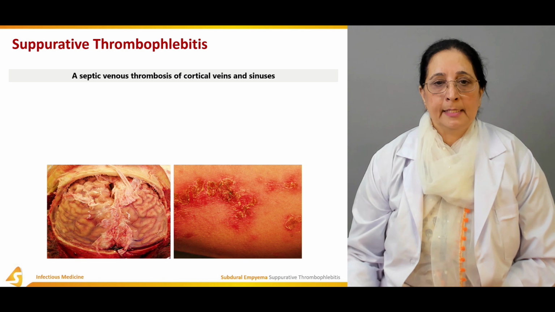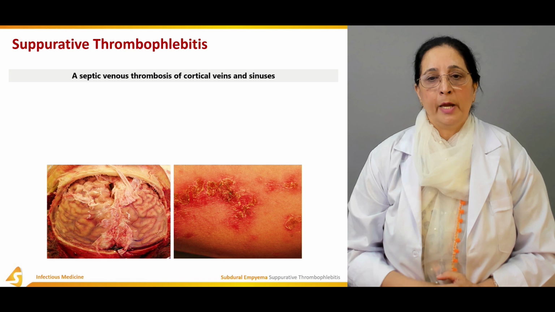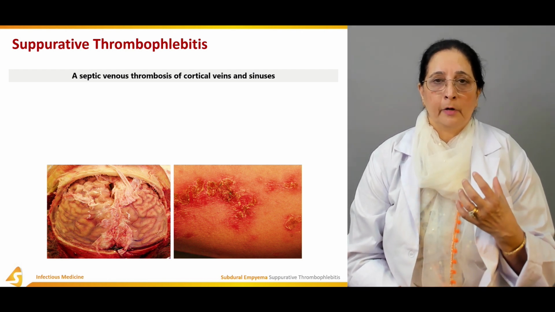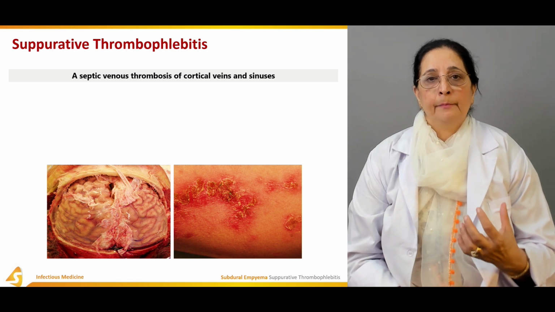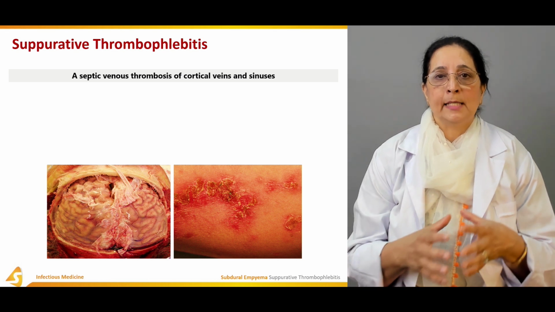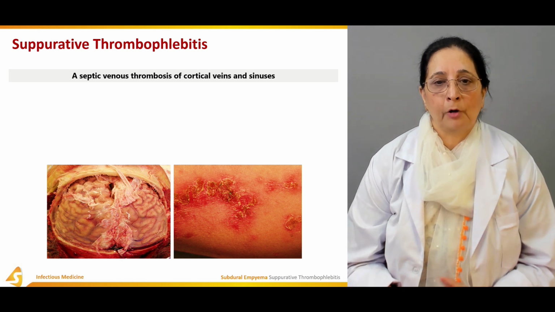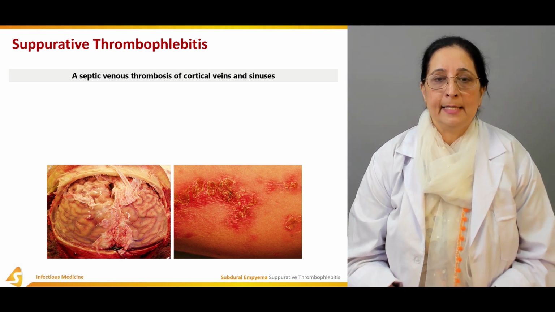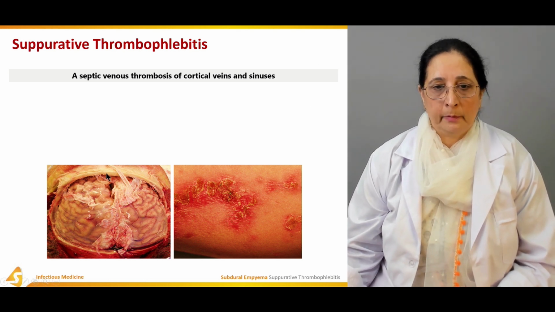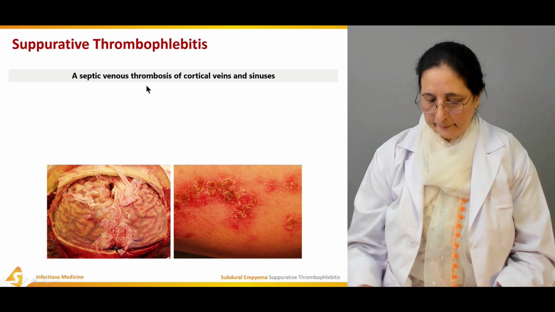Suppurative thrombophlebitis is the septic venous thrombosis of cortical veins and sinuses. So thrombo is for the thrombosis and phleb is for the veins. So it's the inflammation of the veins as a result of thrombus formation. So it's the septic venous thrombosis of cortical veins, veins supplying the cortex, and the sinuses. That's the diagrammatic appearance of thrombophlebitis.